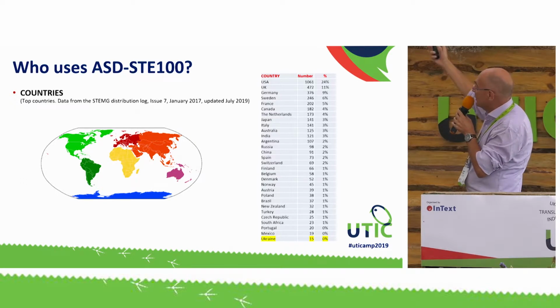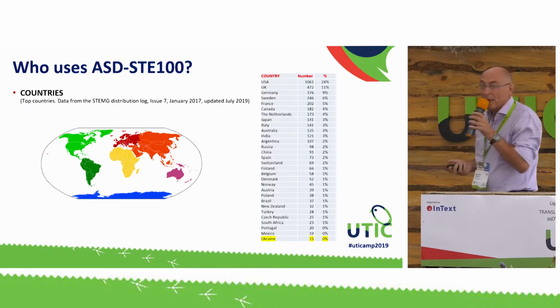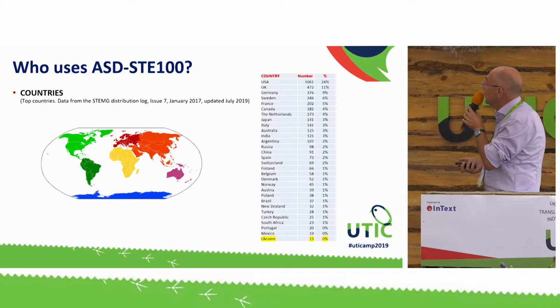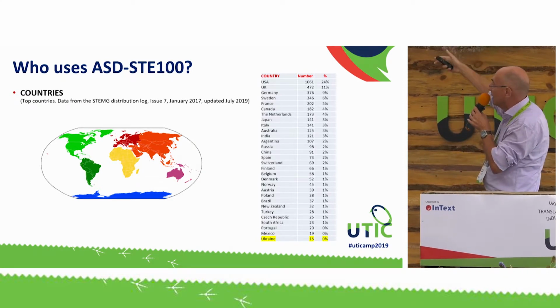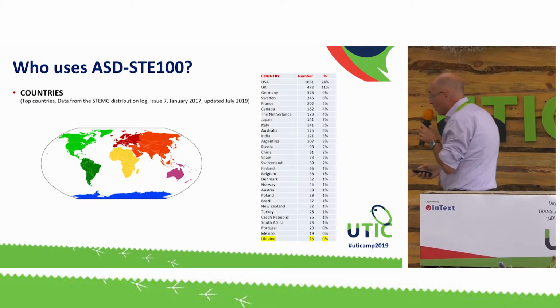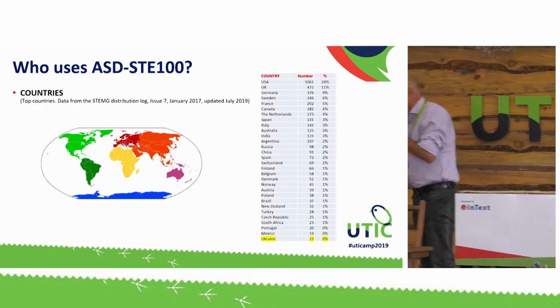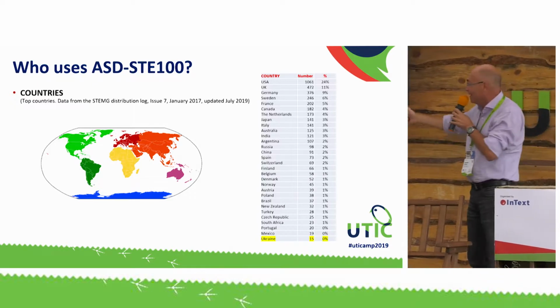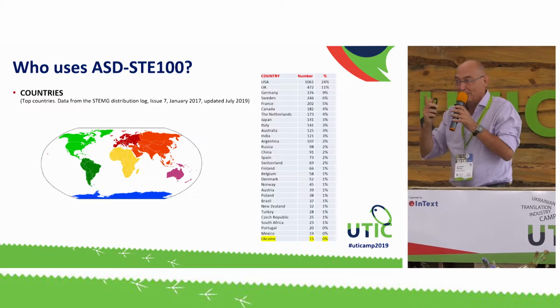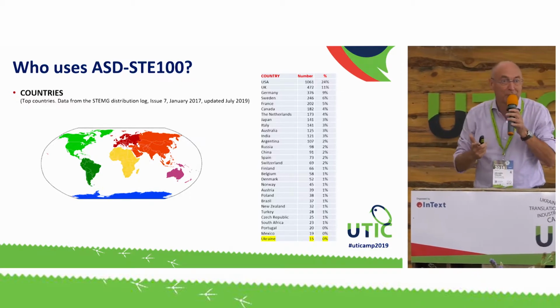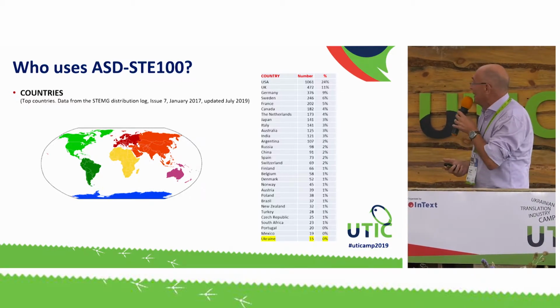So you can see that we have the United States in the first position, the UK in the second, Germany, Sweden, France, Canada, Netherlands. You can see Ukraine is, well, the list is longer. It's 107. And Ukraine is, if I remember correctly, in 31st position.